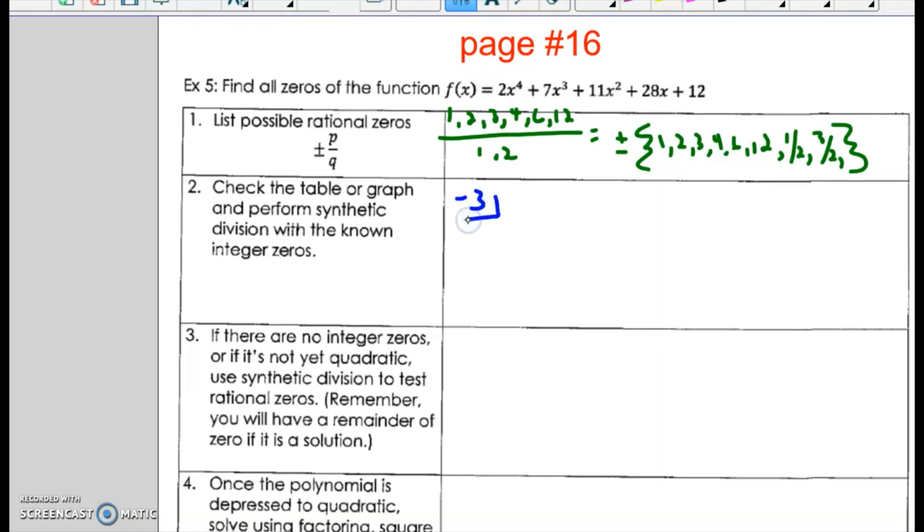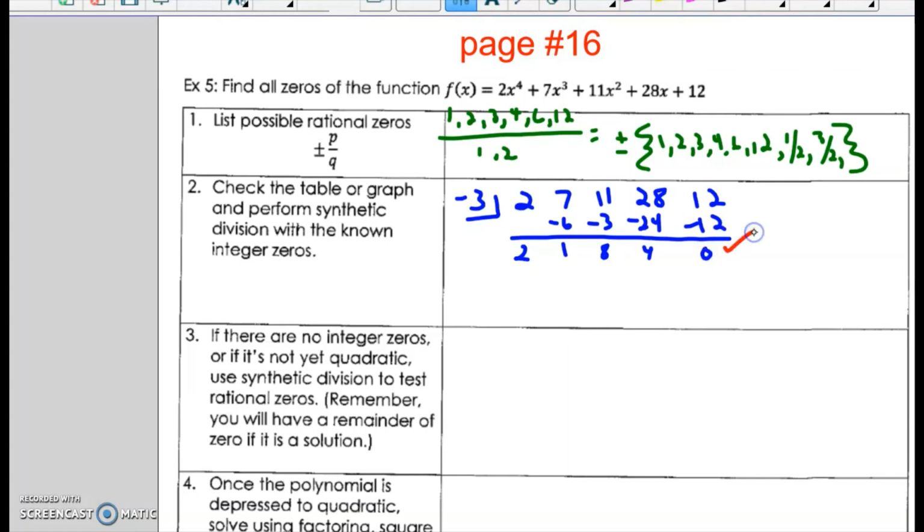-3 with 2, 7, 11, 20, 28, and 12. So 2, so that's negative 6, got a 1. Negative 3 gives us an 8. Negative 24 gives us 4. Negative 3, and that gives me negative 12, which is a 0. So that we like. All right, so negative 3 worked, just like the calculator said it was going to.